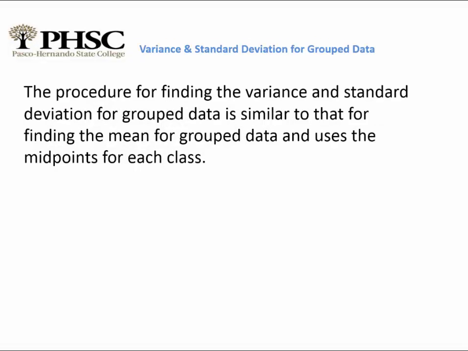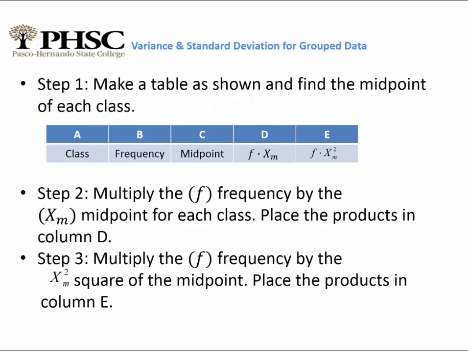The procedure for finding the variance and deviation for grouped data is similar to that for finding the mean of grouped data, and it uses the midpoint for each class. So let's go ahead and do that. The first step is, of course, we make a table. In this table, we actually have one extra column. So we have the class, the frequency, the midpoint, the product of the midpoint and frequency, and then the frequency times the midpoint squared, if you will.